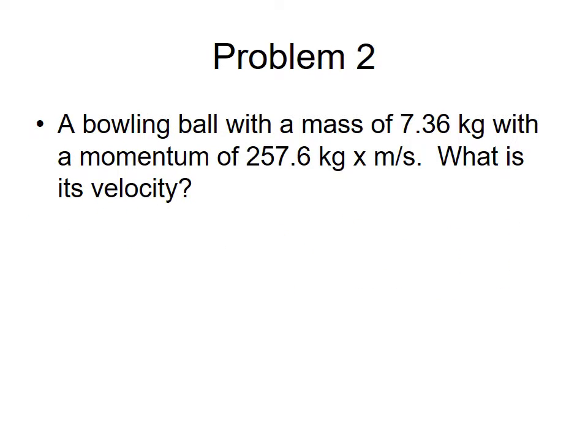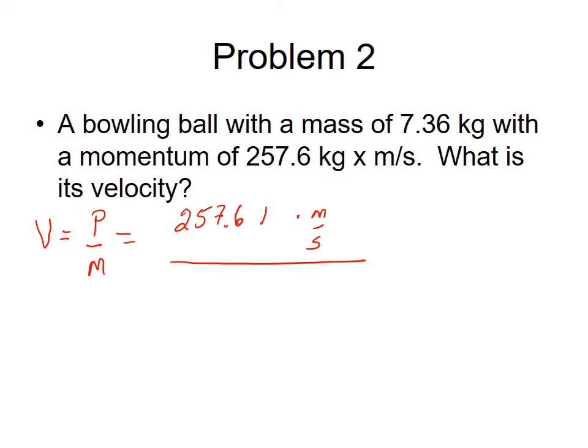In this problem here, it says we have a bowling ball with a mass of 7.36 kilograms with a momentum of 257.6 kilograms times meter per second. What would be its velocity? So in this one, the velocity equation is going to be equal to the momentum divided by the mass. Here we have momentum is 257.6 kilograms times meter per second divided by the mass of 7.36, that's a 6 there, kilograms.